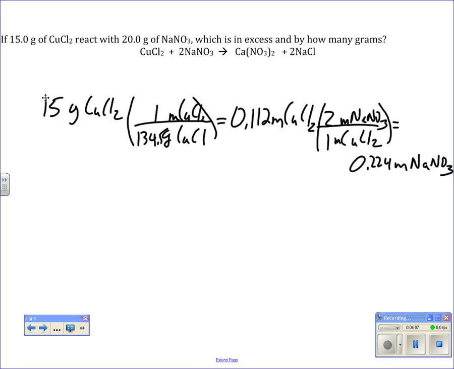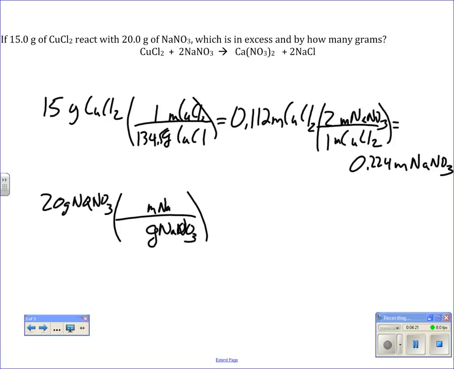Now, I have 20 grams of sodium nitrate, which if I get rid of grams of sodium nitrate and go to moles of NaNO3, 1 mole is 85. So 20 divided by 85 is 0.235 moles of sodium nitrate.